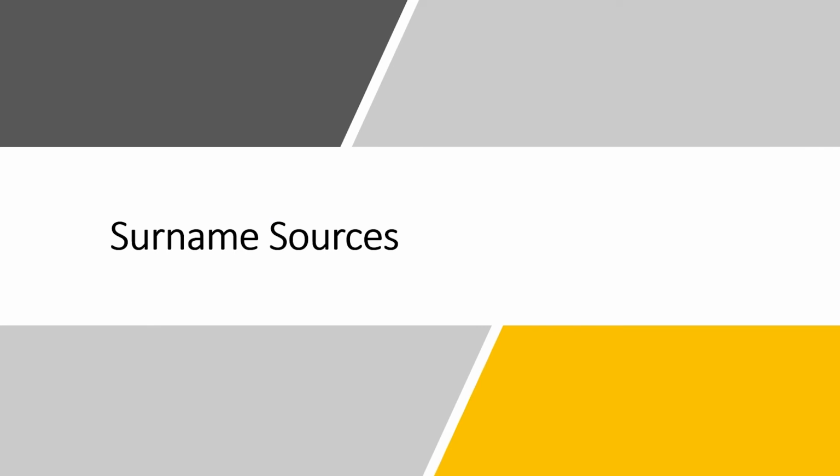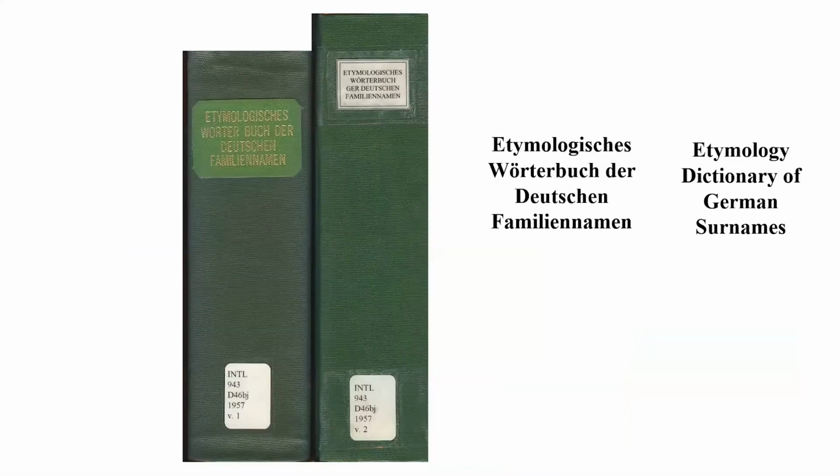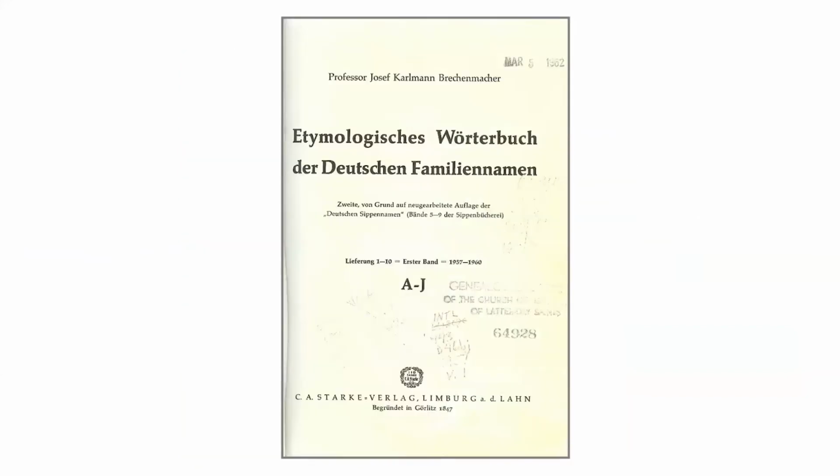Surname sources. There are several surname books. The one that is most detailed and complete is the 2-volume work titled Etymologisches Wörterbuch der deutschen Familiennamen, or the Etymology Dictionary of German Surnames. This title page shows that this 2-volume work was published between 1957 and 1960.